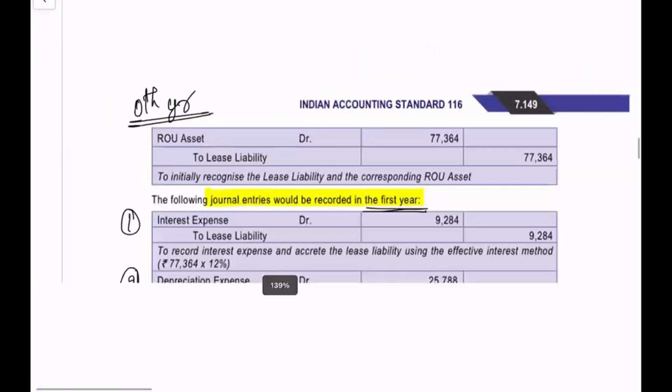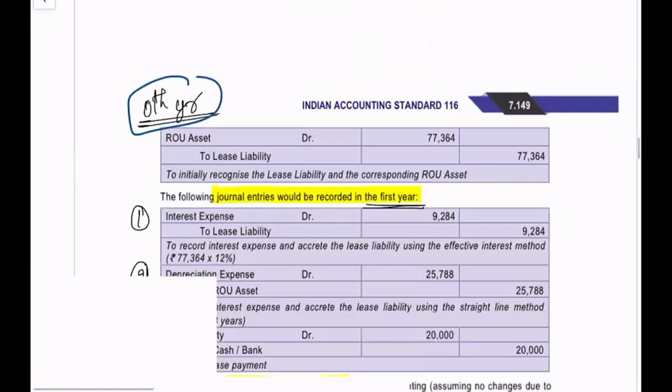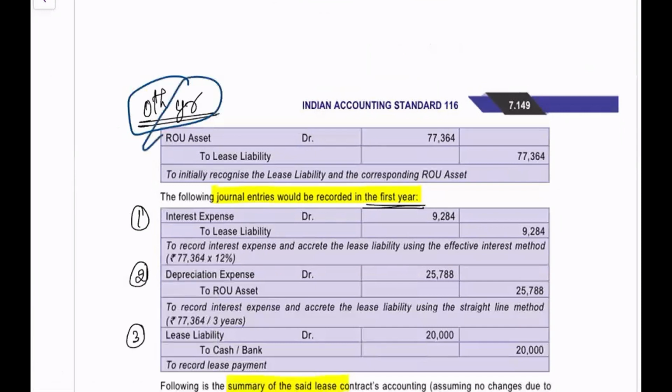So what happens is that in the 0th year at the commencement date, you will record the ROU asset and lease liabilities. Here since there are no other elements, ROU asset and lease liability value is going to be the same, because both are present value of lease payments. But in ROU asset there are some other elements, and in lease liability there might be some other elements. But here since there are no other elements, ROU asset is going to be equal to your lease liability. So it is 77,364, what we found out in the start, all the present value of lease payments.